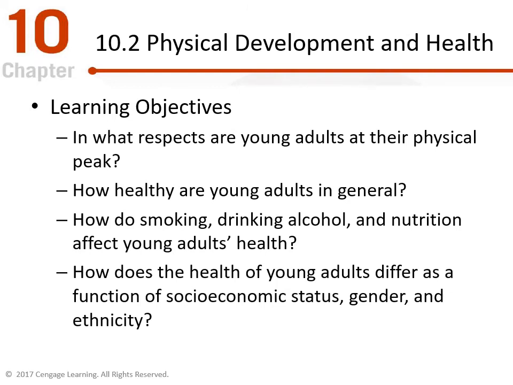So now we're going to transition into physical development and health. So in what respects are young adults at their physical peak? How healthy are young adults in general? How do smoking, drinking, alcohol, and nutrition affect young adults' health? And how does the health of young adults differ as a function of socioeconomic status, gender, and ethnicity? So we're going to take a look at all that.